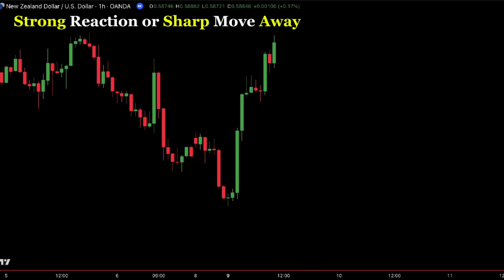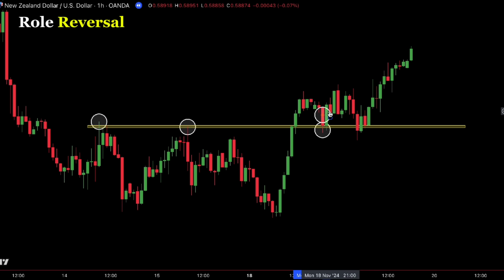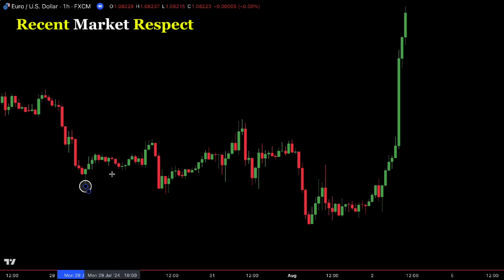Strong reaction or sharp move away. If price moved aggressively away from a level in the past, that's often a sign of institutional activity. These areas can act like magnets, pulling price back for a liquidity sweep. Role reversal. When a level has acted as both support and resistance at different times, it carries more weight. This flip often traps traders on the wrong side and leaves stop losses behind. Recent market respect. Prioritize levels that the market has respected recently. Old zones lose relevance as conditions change.